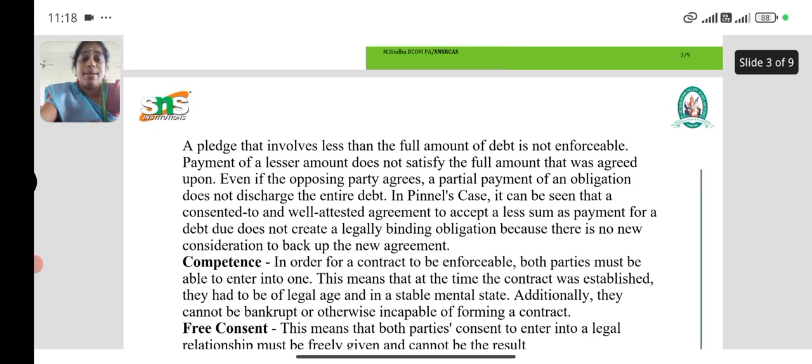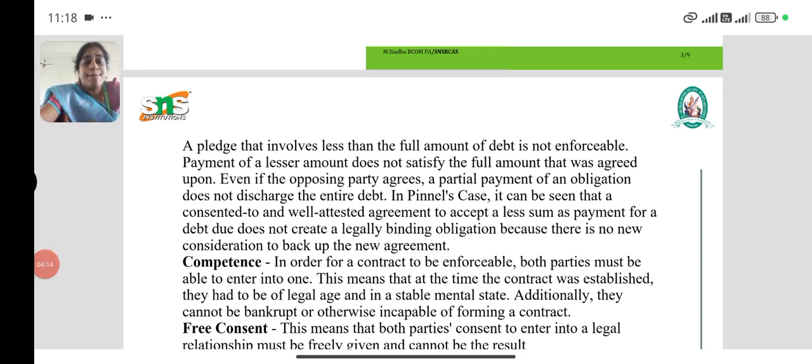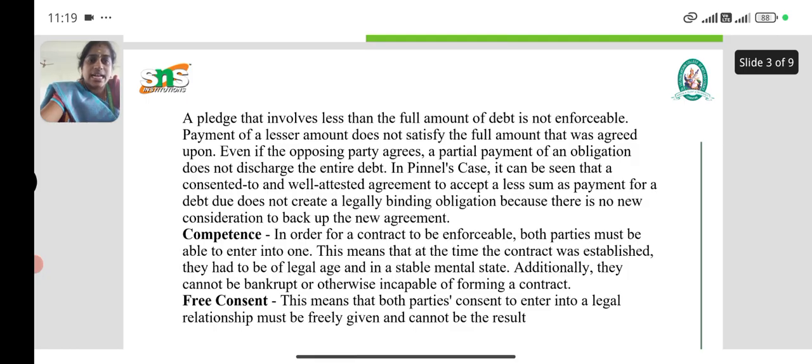The pledge that involves less than the full amount of a debt is not enforceable. Payment of a lesser amount does not satisfy the full amount that was agreed upon, even if the opposing party agrees. A partial payment of an obligation does not discharge the entire debt. In the final case, it can be seen that consent to a well-attested agreement to accept a lesser sum as payment is not sufficient consideration to back up the new agreement.